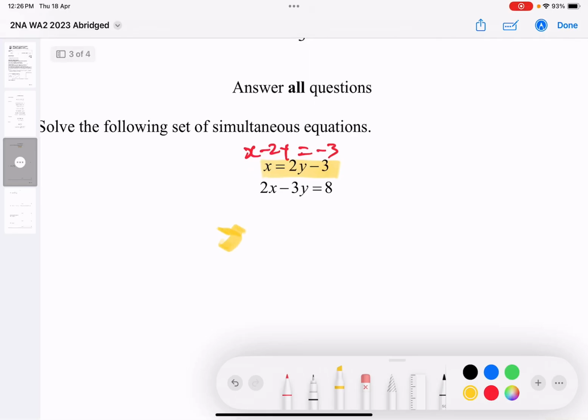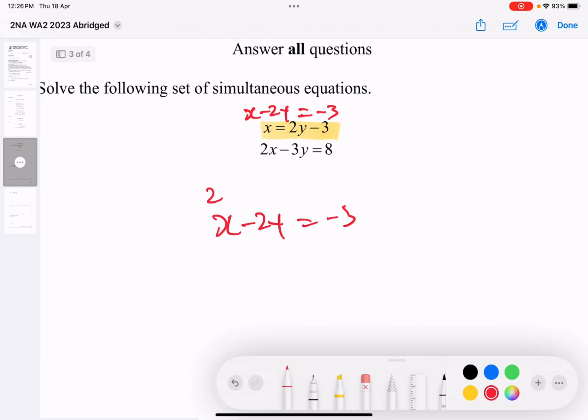I got two equations here. I rewrite the equation out. X minus 2y is equal to negative 3. I have another equation, 2x minus 3y is equal to 8. Remember, my first step is to decide which variable I want to eliminate. Okay? So in this case, it's easier for me to eliminate x.